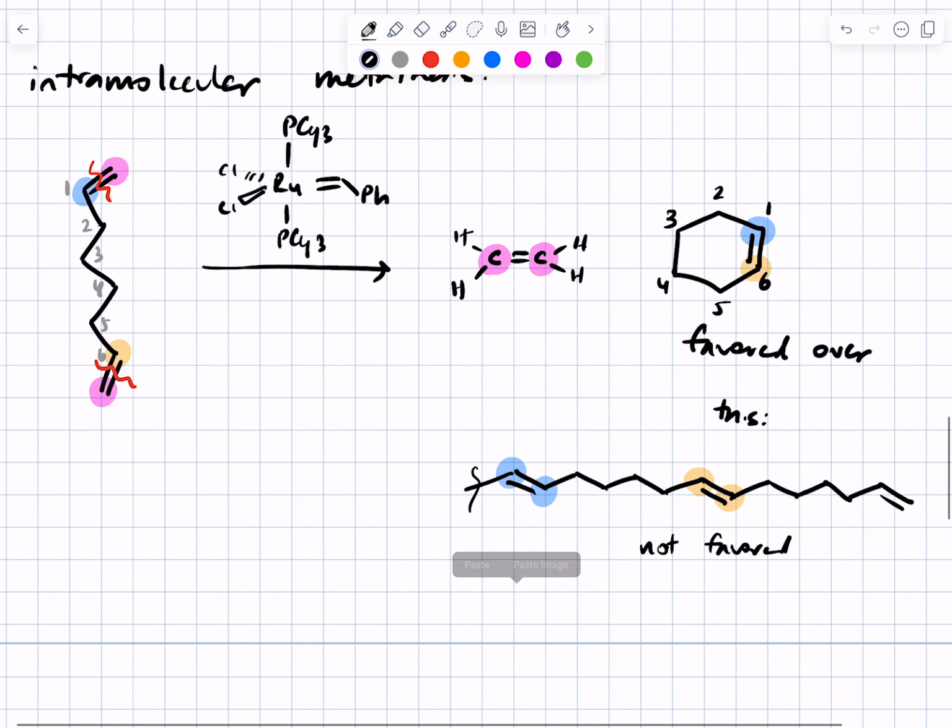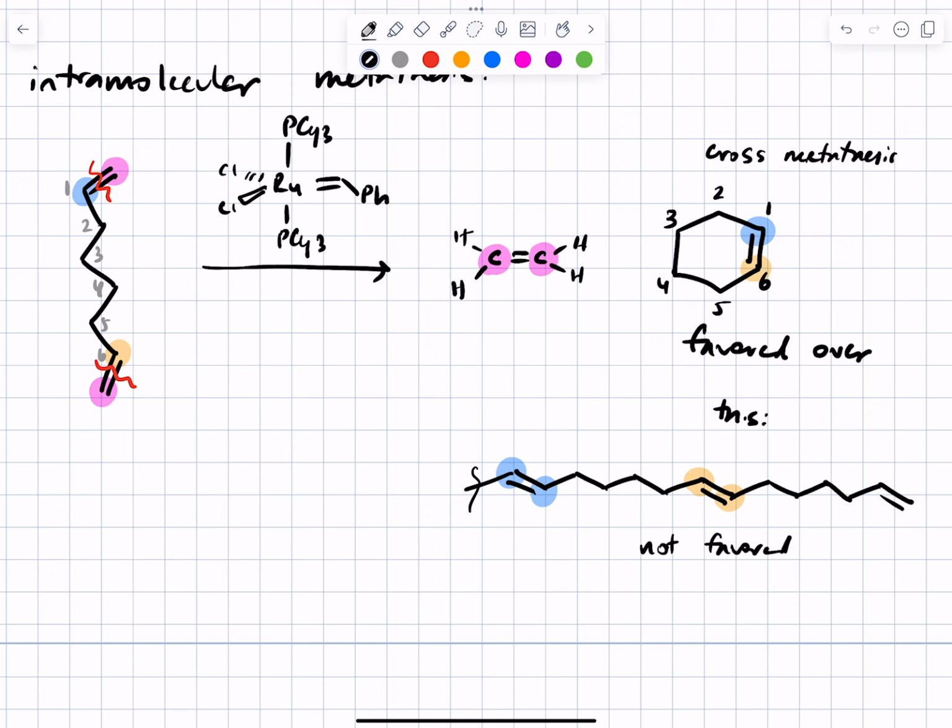So this is another case where you can control and get the cross metathesis product because the intramolecular reaction is faster. Does that make sense a little bit? So another term for intramolecular metathesis is ring closing metathesis. And this has been used all over the place.